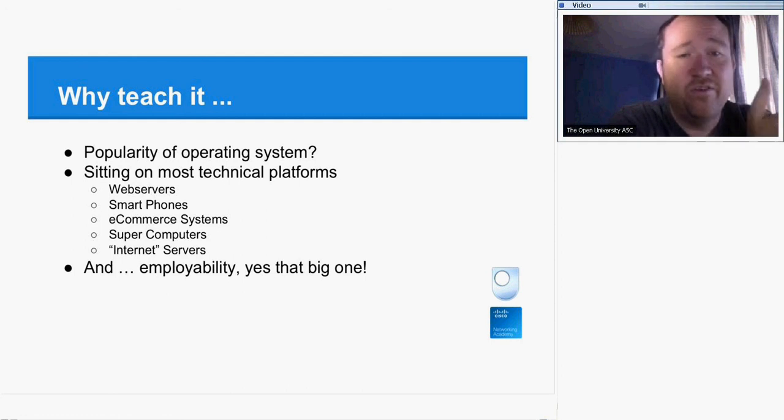Web servers, smartphones, we're talking about Android here, which covers about 80% of the smartphone and tablet market now. E-commerce systems with Apache web servers, they say about 66% of web servers is using Linux or some derivative of Linux. Supercomputers, out of the top 500, around 496 of them are using Linux. Internet servers hosting files, hosting cloud technologies.